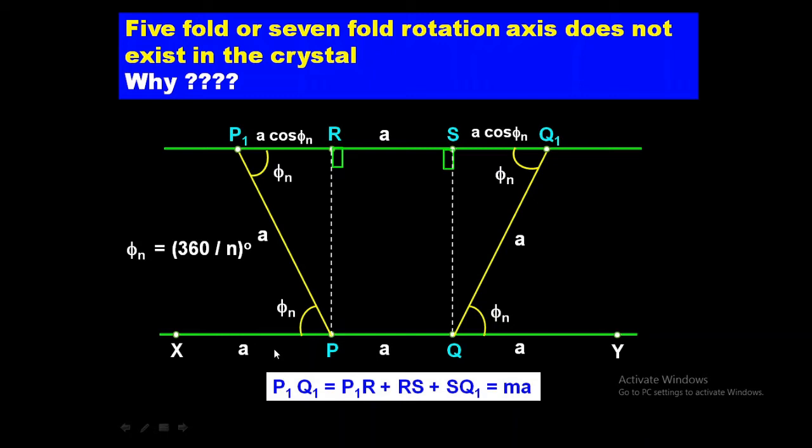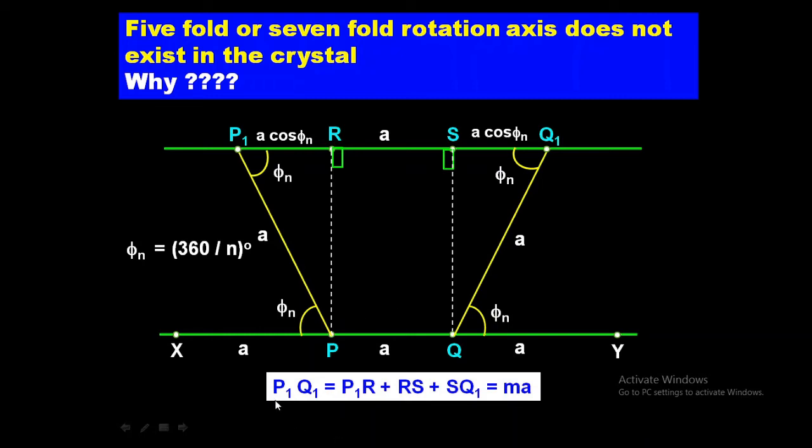So from this diagram and this whole figure, we have found P1Q1 is equal to P1R plus RS plus SQ1, and it is equal to, we don't know how many translations are required to go from point P1 to Q1. Suppose M translations are required, so M into A. With the help of this formula, we will find out whether 5-fold or 7-fold rotation symmetry exists or not. So this is the brief summary and brief figure. We have to find out P1Q1.